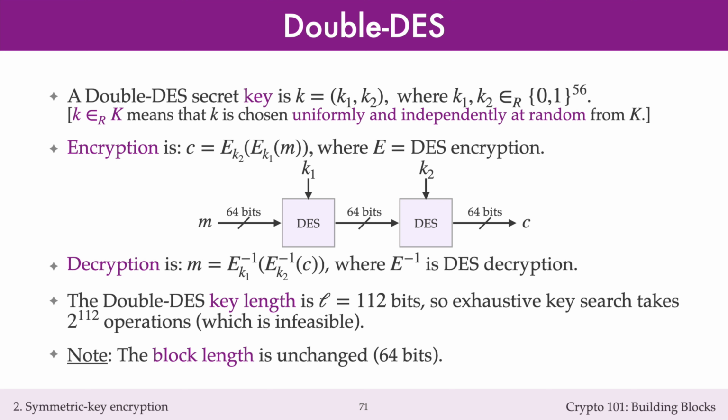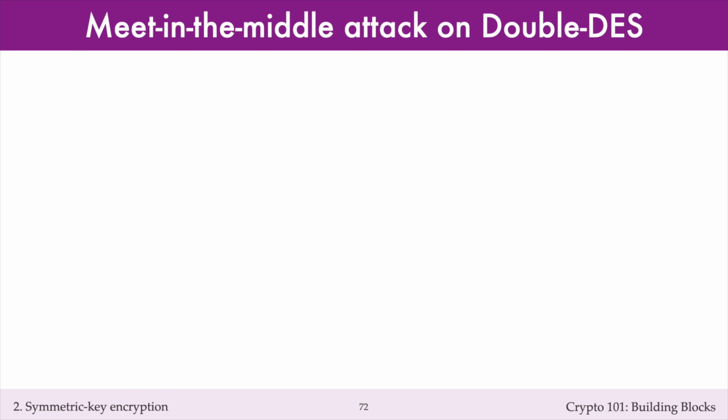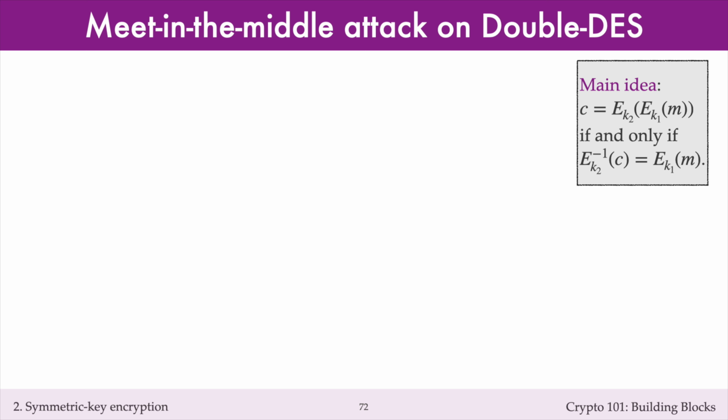Even though exhaustive key search on double DES is infeasible, there remains the possibility of there being a faster attack on double DES. And indeed there is one, the meet-in-the-middle attack. Here's the main idea of the attack.